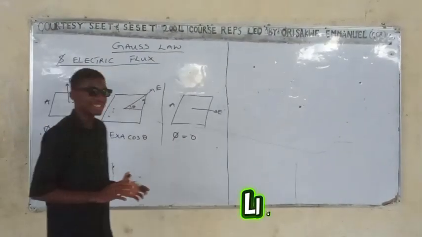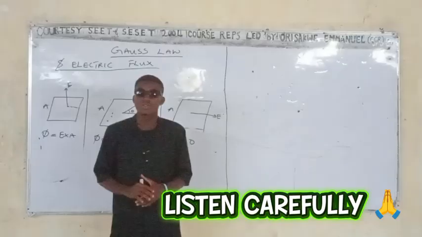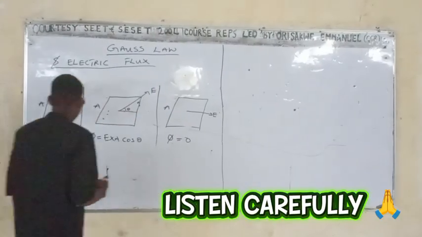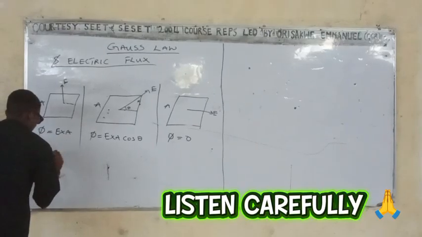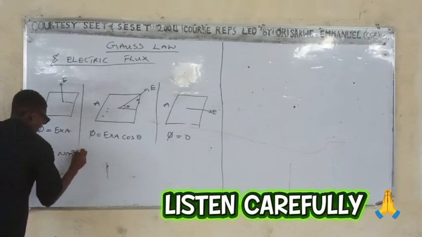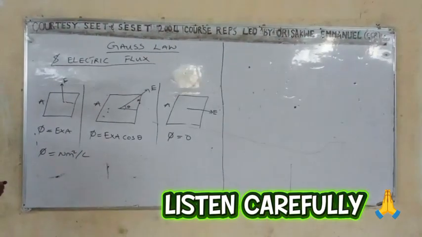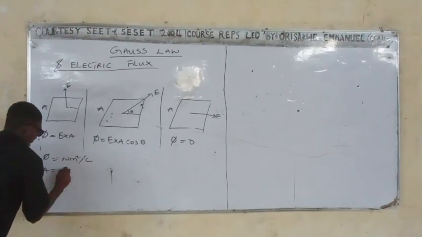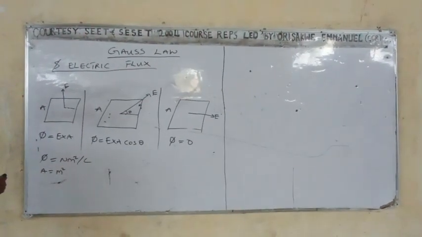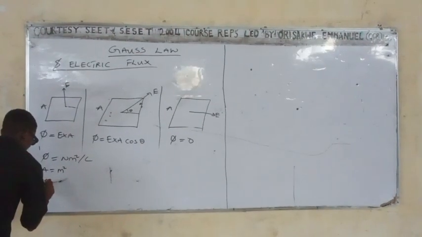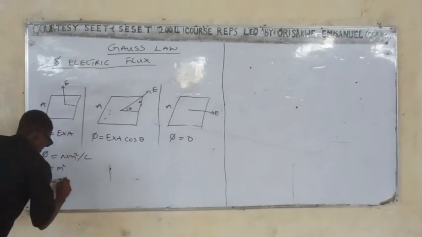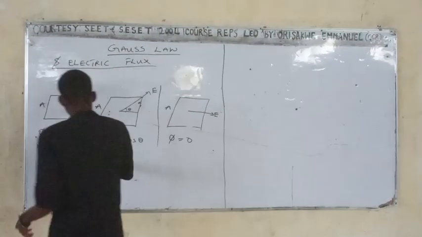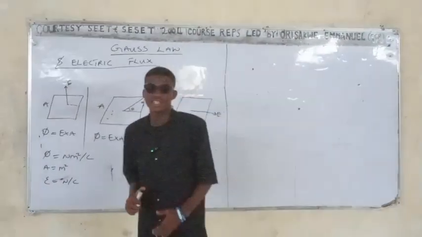Now, we make this easier in this channel, so let me give you the SI units for these parameters. The SI unit for electric flux is Newton meter squared per coulomb. The SI unit for area is meter squared, and the SI unit for electric field is Newton per coulomb. So these are the SI units for these three parameters.